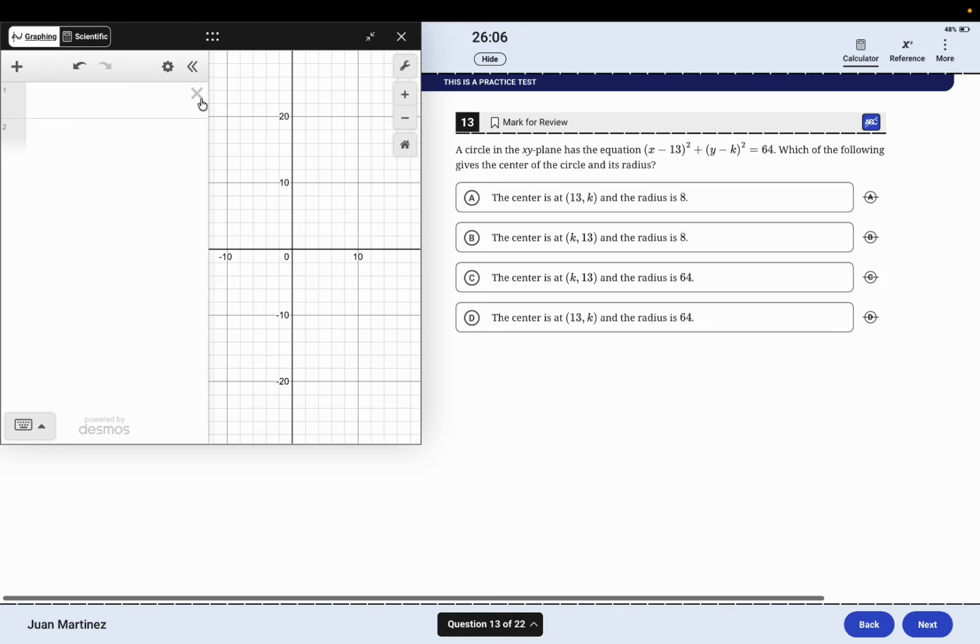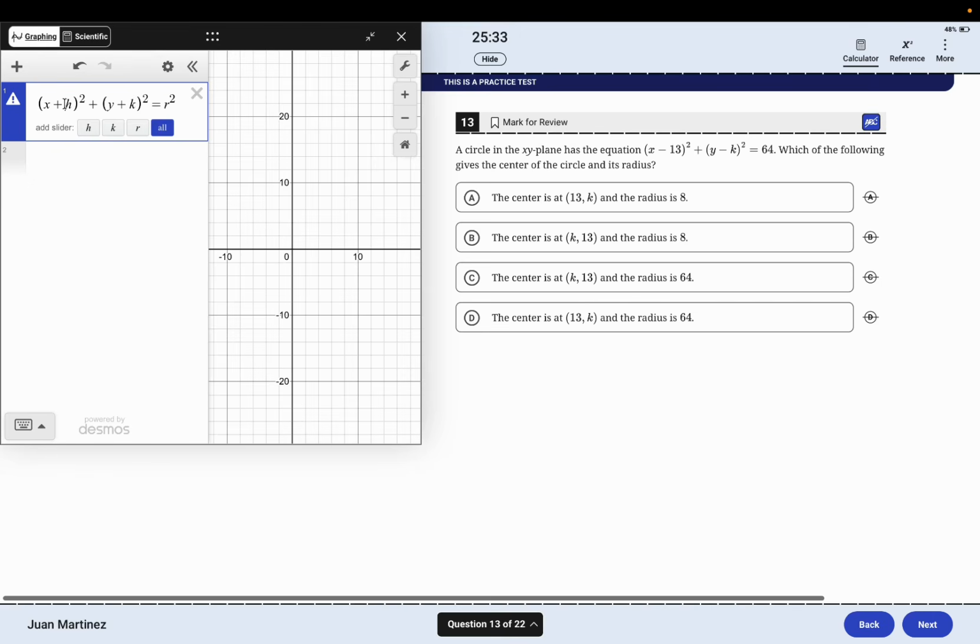In a circle equation, has the equation this, which of the following gives the center of the circle and its radius? Okay, so you should know the basics of a circle equation, but if you don't, the circle equation is like this. Okay, so you have this, and it's equal to r squared. Your h and your k are your x and y coordinates for your center.